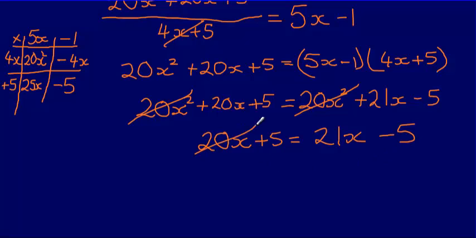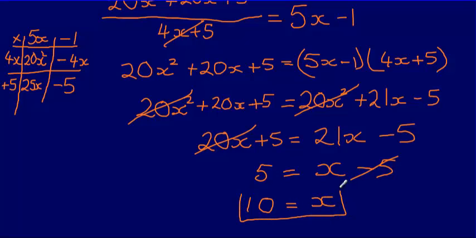Subtracting 20x from both sides, that's going to give me 5 is equal to 21x − 20x, which is just going to give me x. That leaves me with 5 is equal to x − 5. Then adding 5 to both sides, that's going to leave me with 10 is equal to x. So the final answer for this equation is simply going to be x = 10.